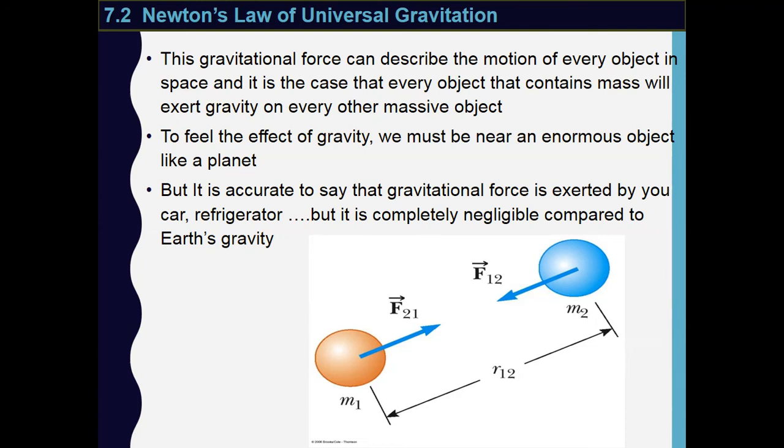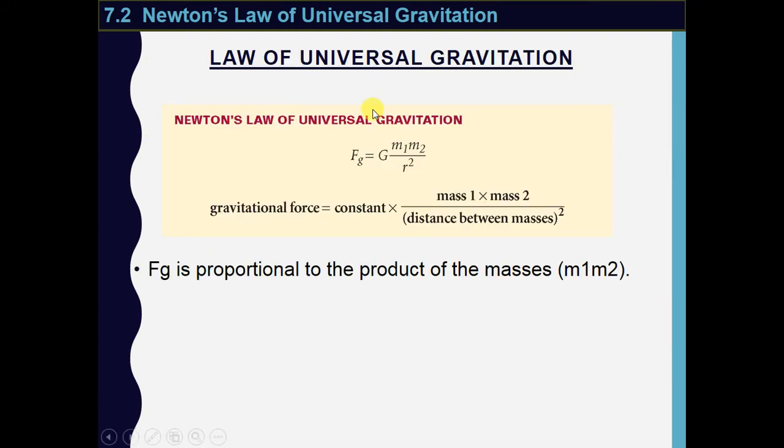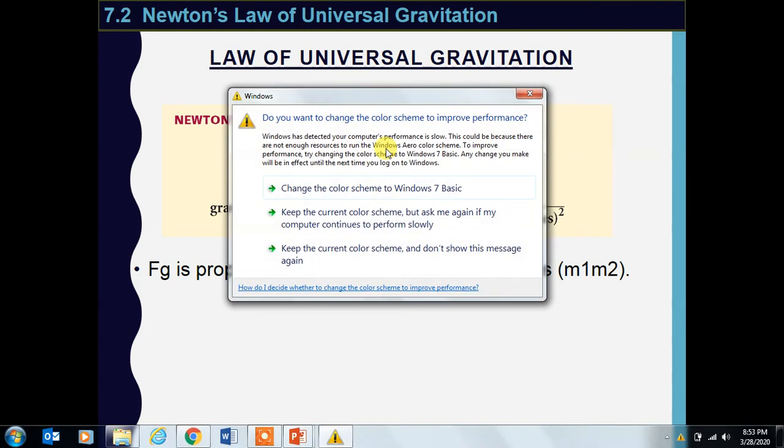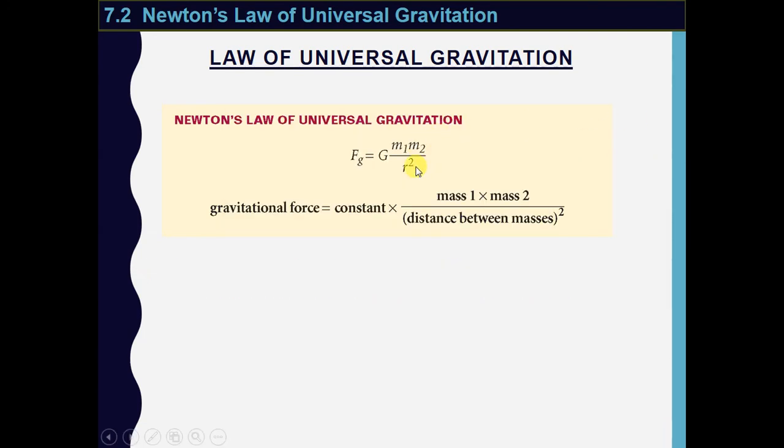So we can feel the effect of gravity only when we are near an enormous object, a huge object such as a planet. But in reality every particle exerts a gravitational force on every other particle. That's why the best way to write the equation of gravitational force is G m1 m2 over r squared.